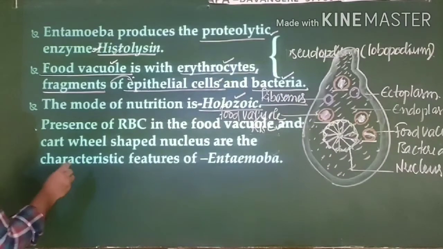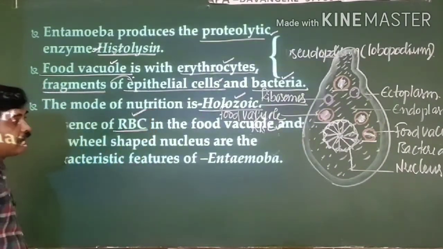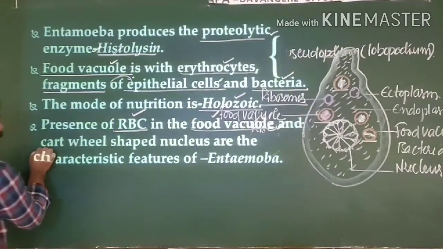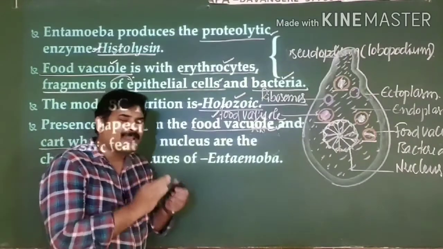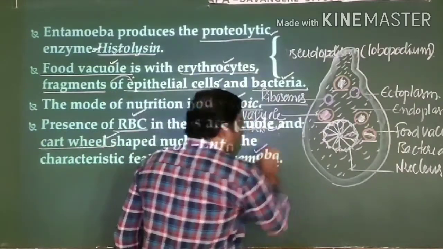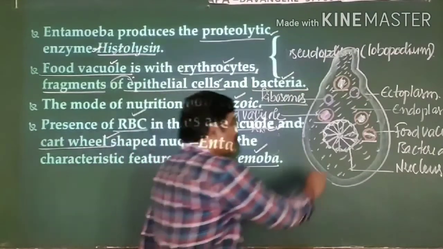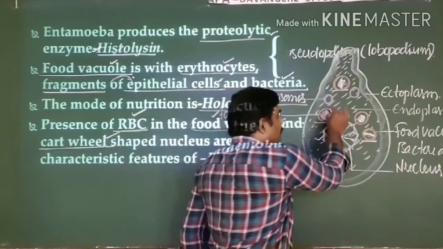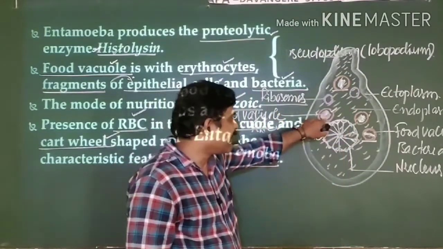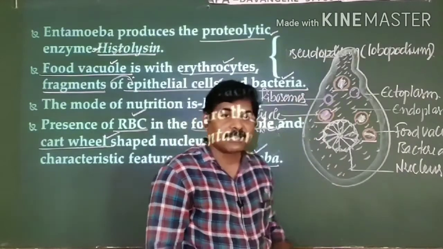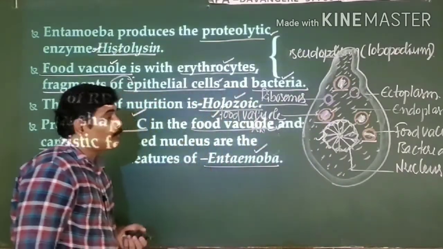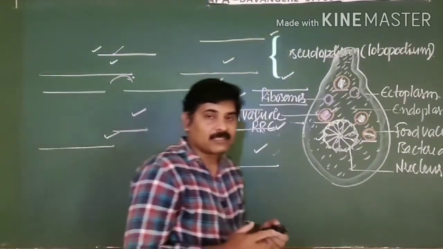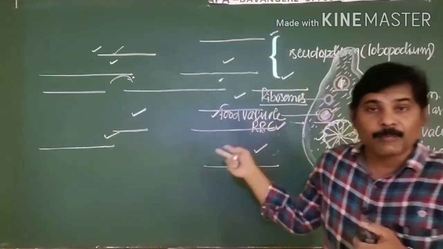Thereafter, the very important thing: presence of RBC within the food vacuole, and the cartwheel shaped nucleus are the very prominent characteristic features of Entamoeba histolytica. As I said, this cartwheel shaped nucleus is a unique characteristic feature of it. And when you see these food vacuoles, they have red blood cells. These two important characters you can see within this trophozoite stage. So this is all about the trophozoite, one of the important stages of this Entamoeba histolytica.